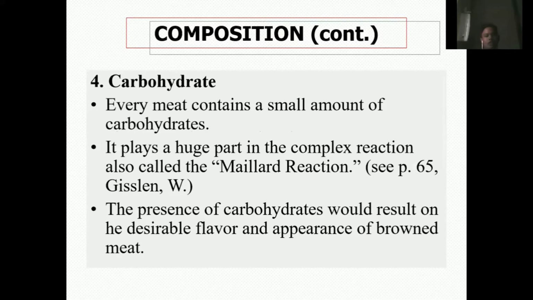And the last component is the carbohydrate. Every meat contains a small amount of carbohydrates, as do fruits. It plays a huge part in a complex reaction, also called the Maillard reaction. Maillard reaction means that meats are browned by roasting, broiling, and sautéing. In addition, the presence of carbohydrates results in the desirable flavor and appearance of brown meat.